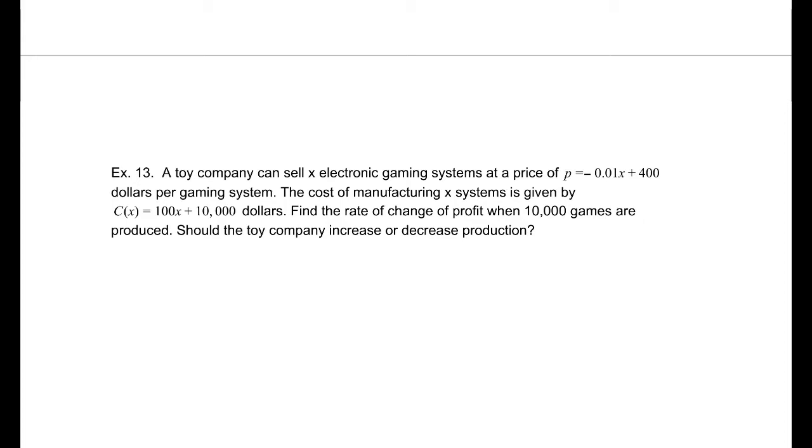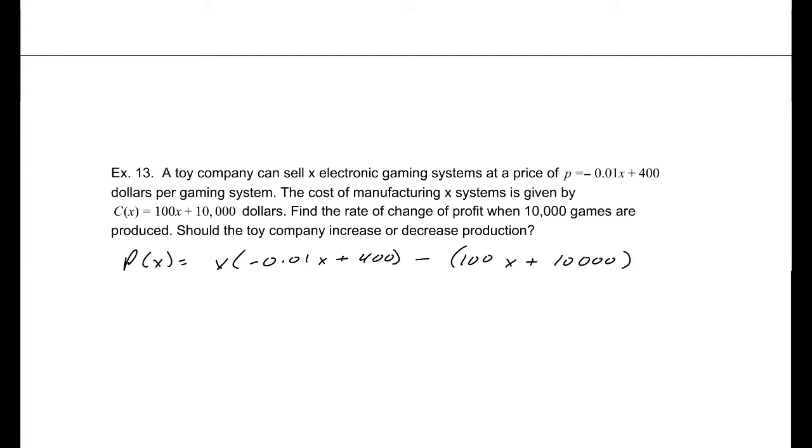Well, first off, our revenue function is the price, or the amount we make. The profit is the revenue, which is x times negative 0.01x plus 400, minus our cost, in this case 100x plus $10,000. So our profit function is negative 0.01x squared plus 300x minus $10,000.